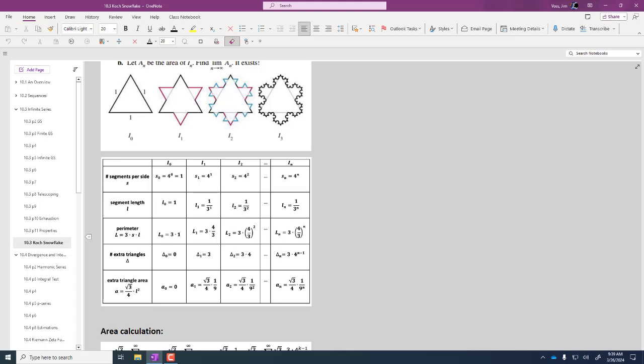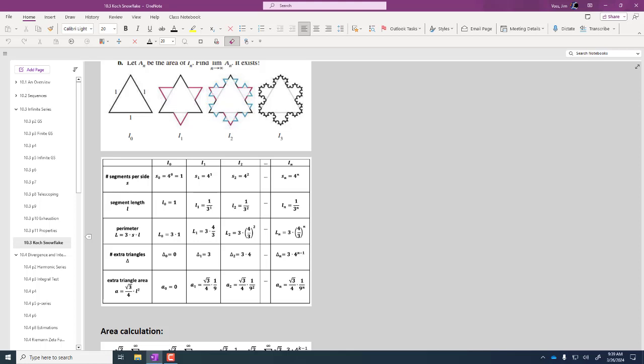So here we have 1 segment per side. Here we have 4 segments per side. And then here we're going to have 16 segments per side. And then finding the length. If we start with 1, 1, 1, the Koch snowflake is found by removing the mid-third of each side and replacing it with this equilateral triangle right there.